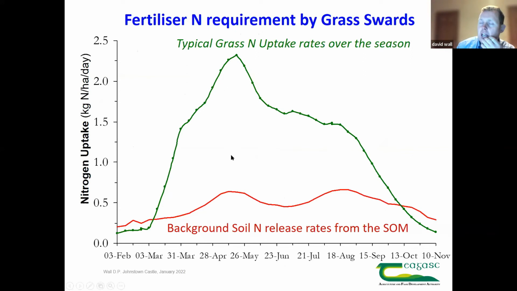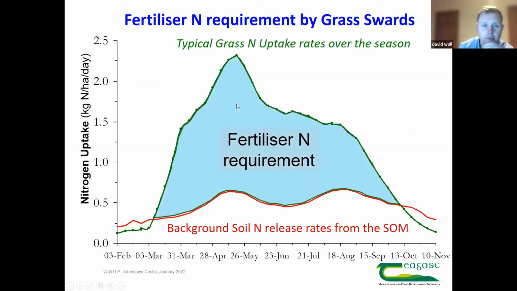If we move forward then and get into the fertilizer side of things, the fertilizer requirement by grass, you'll all know, this is not new. The soil supply of nitrogen, and also the grass demand for nitrogen, being the green line here, increases as the year goes on. And what we're trying to do with our fertilizer is fill the gap between what the soil will supply and what the grass needs.